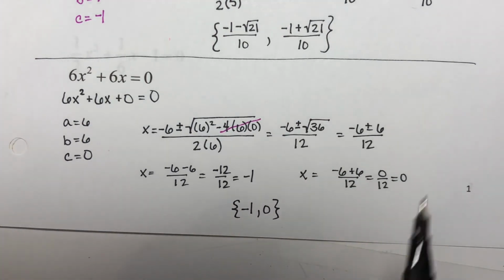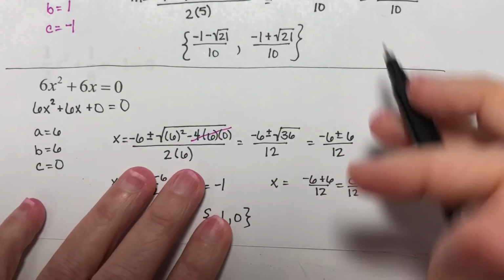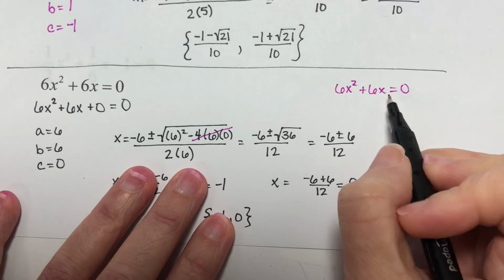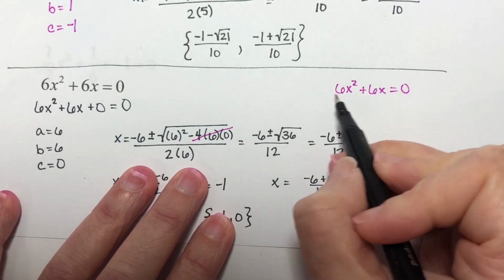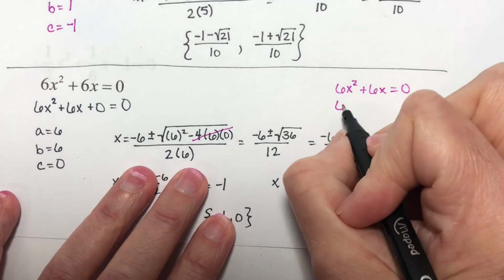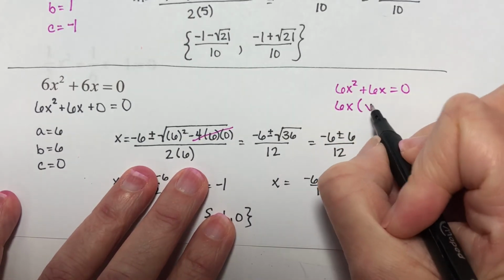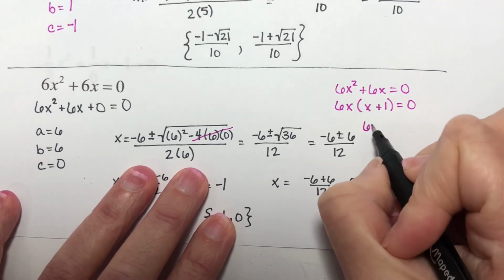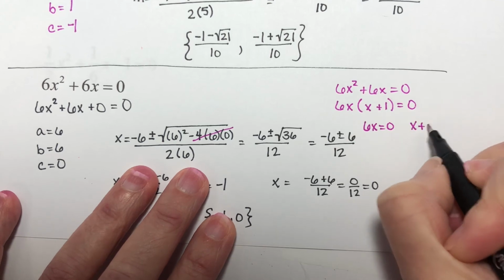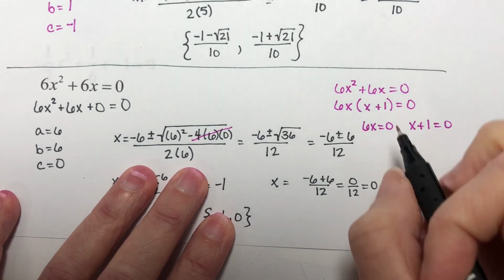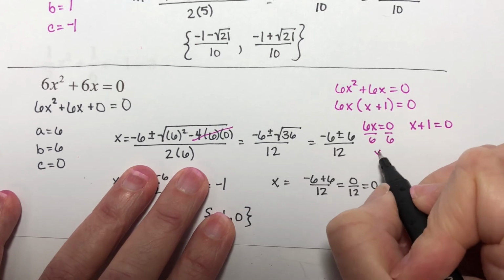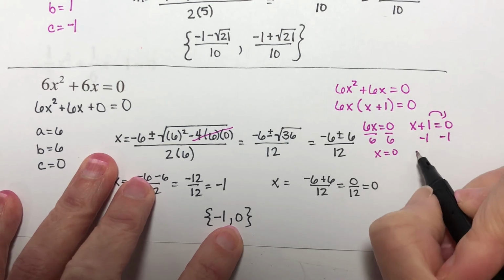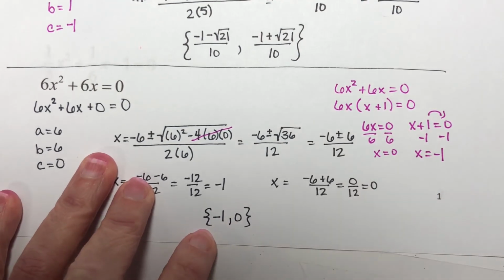Now, I said earlier that this can be done using factoring, and it would be quicker. If we want to factor this, the first thing we would do is look for a GCF, and I can factor a 6x out of each of these. That leaves me with x plus 1 equal to 0. You set each factor equal to 0. Then I would divide both sides by 6 here, and that gives me my 0 solution. Subtract 1 from each side. x equals negative 1, it gives me that solution.